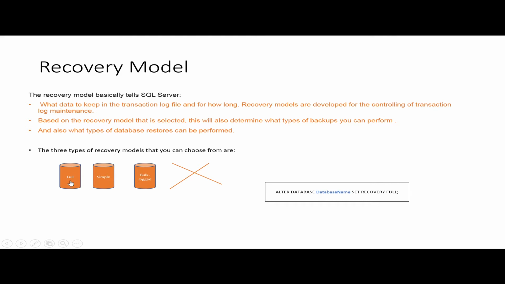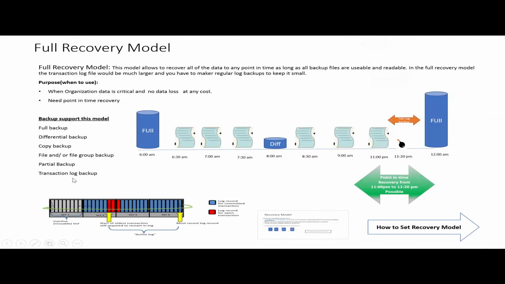So let's see what the full recovery model is. The full recovery model is the most basic form of recovery model, and this model allows recovery of all of the data to any point in time, only if the log file is readable and usable. In the full recovery model, the transaction log file size is continuously growing. So to keep it small, we have to take regular log backups.